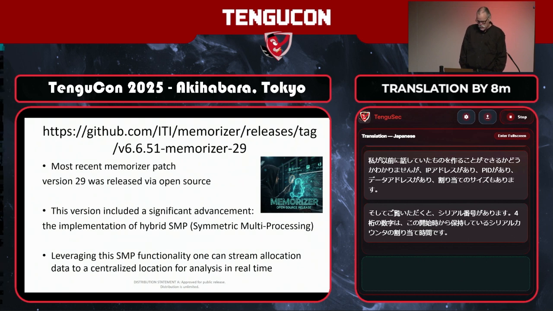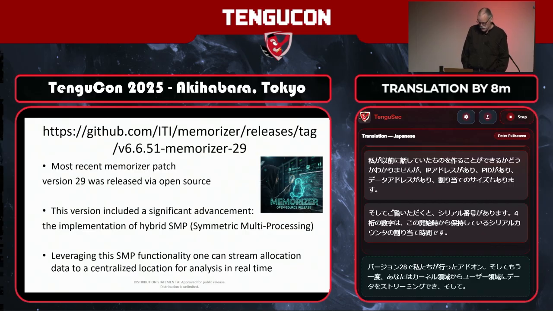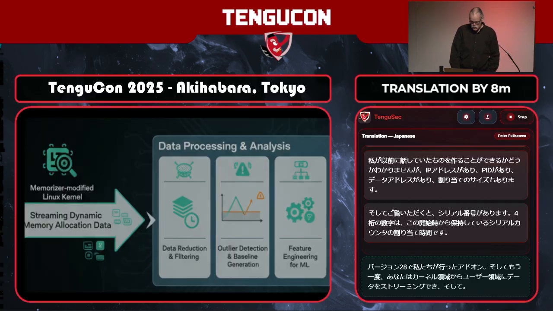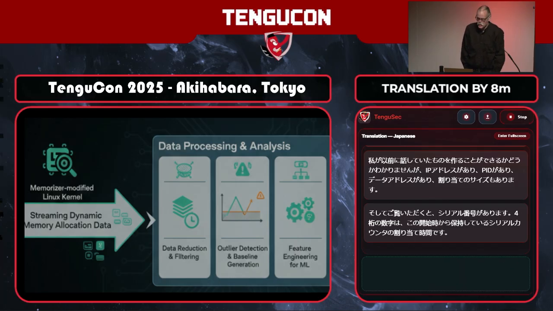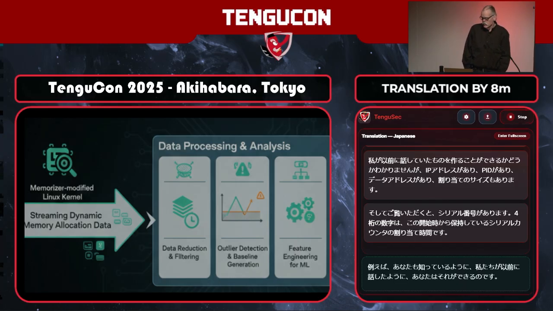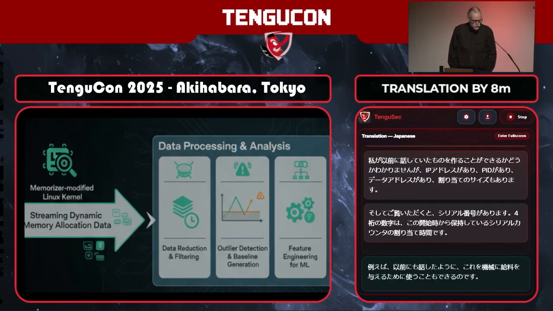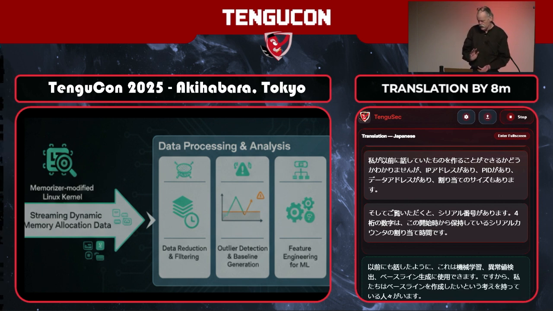And this version includes the SMP add-on that we did in version 28. And again, you can stream data out from kernel land into user land and then use that data for many interesting things. Like we talked about before, you can use it for possibly feeding machine learning, outlier detection, baseline generation. So we have folks that are using the idea of, I want to be able to baseline what an app looks like, and then detect when it deviates from that.